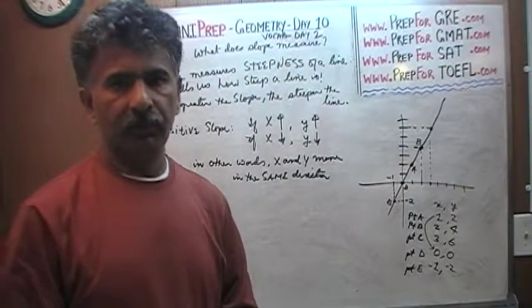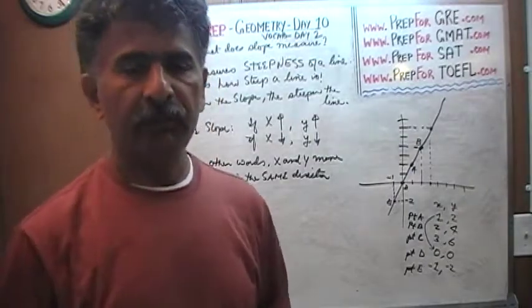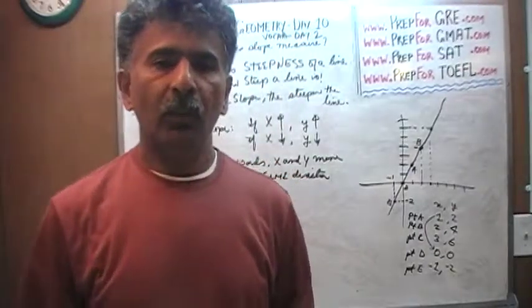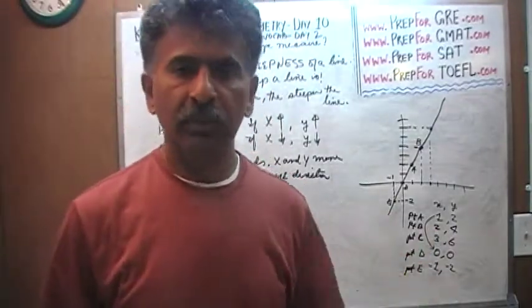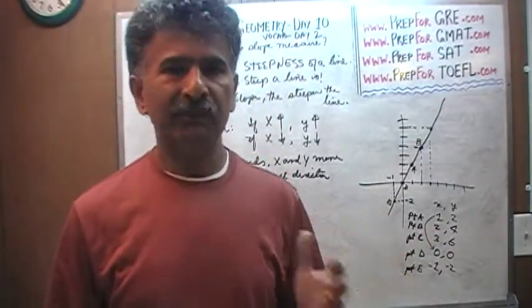Such a relationship is called a positively sloped line. Positively sloped line simply means that when the value of x goes up, y goes up. When the value of x goes down, so does y. They move in the same direction.